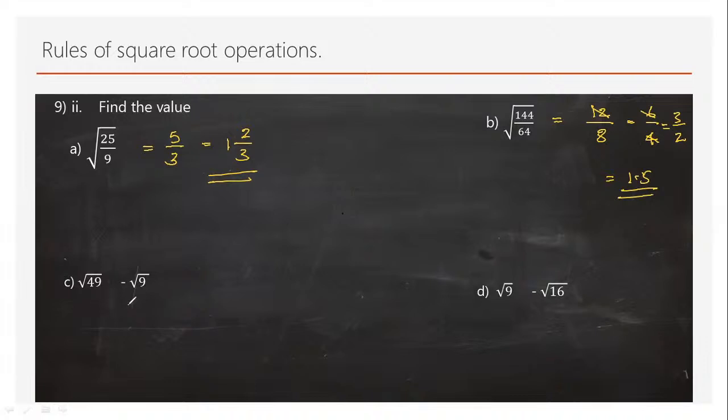Next one, 49. The square root of 49 is 7. Minus the square root of 9, which is 3. 7 minus 3, the answer is 4. The square root of 9 is 3, minus the square root of 16, which is 4. The answer is 3 minus 4, the answer is minus 1.